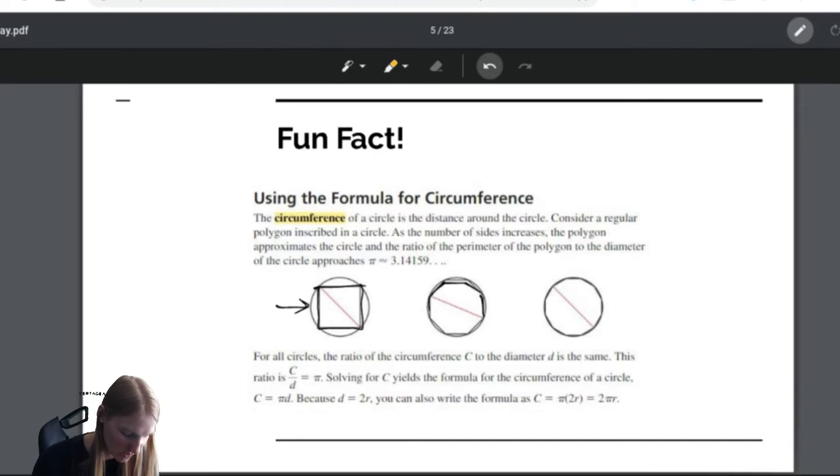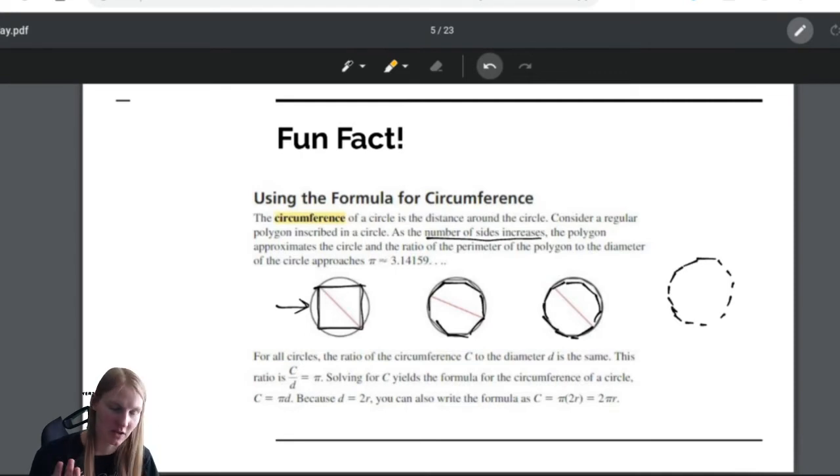I turn the octagon into a dodecagon, not a three-dimensional figure. But as I increase the number of sides here, it gets closer and closer to a circle. The more sides I have, the closer I can get to being a circle. And as the number of sides increases, the polygon approximates the circle, which means it gets closer and closer to a circle.